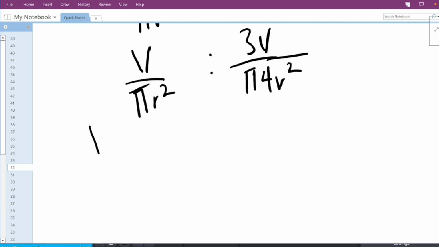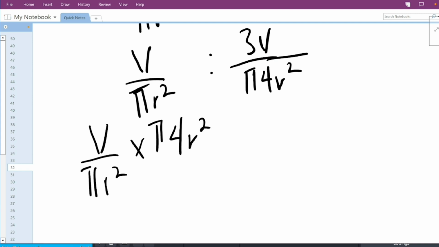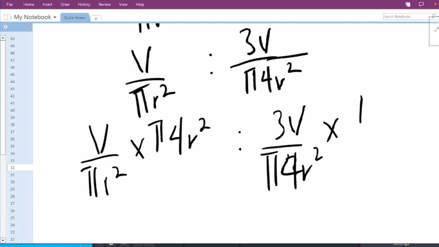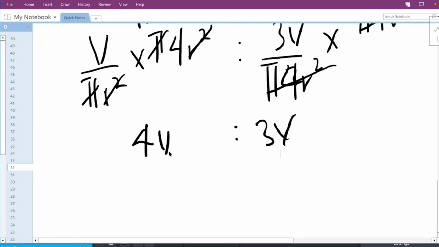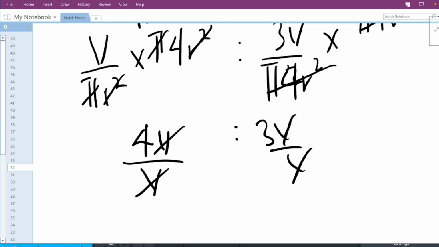So let's do it. We have V over πr² times π4r² ratio 3V over π4r² times π4r². π4r² cancels π4r². Now π cancels π, r² cancels r² on this side. On the cylinder side, we are left with V times 4, that's 4V, and on the other side we are left with 3V. Since we want the numerical ratio, that's numbers, no volume, we divide both sides by volume. So we divide this side by V and this side by V. So V cancels V here, V cancels V here.